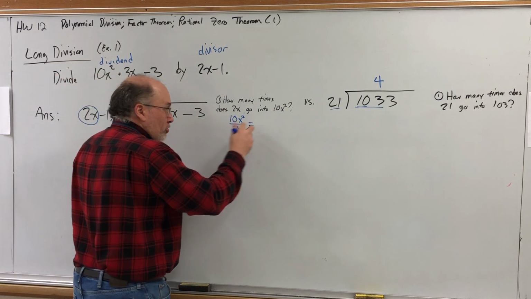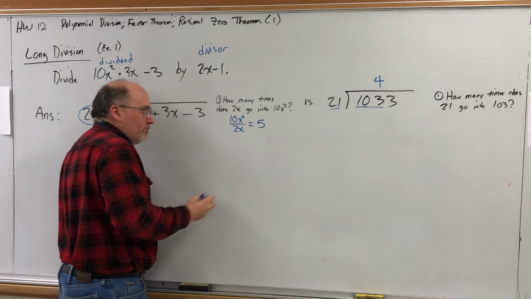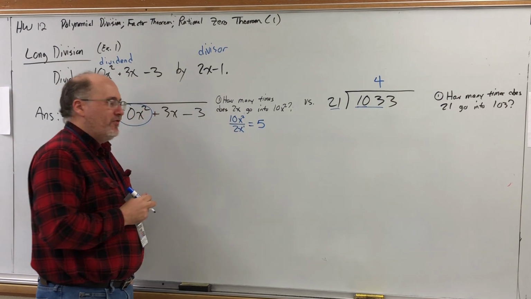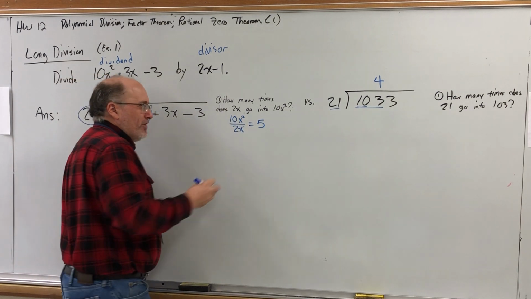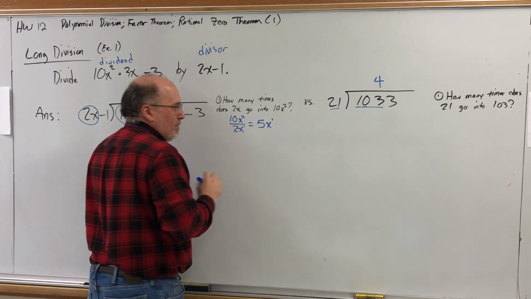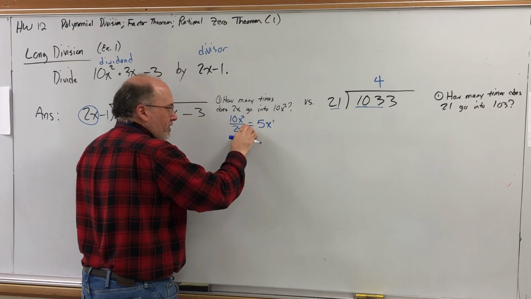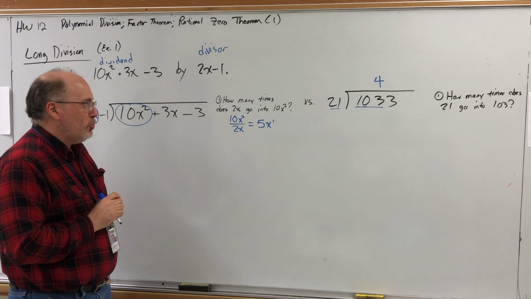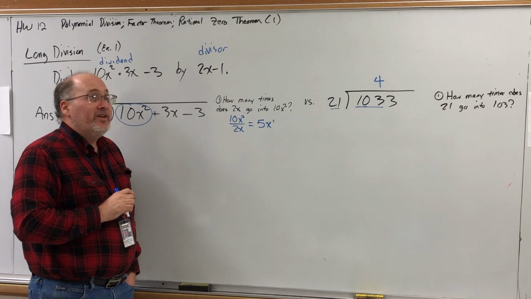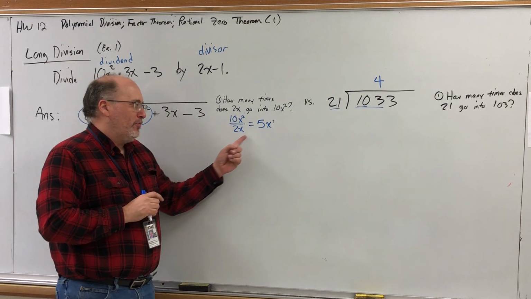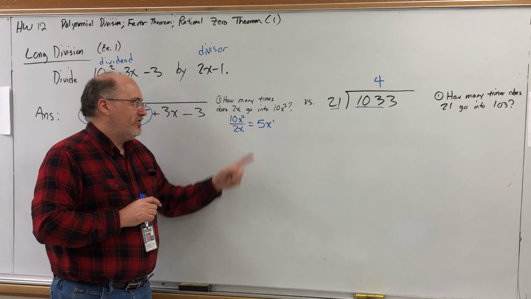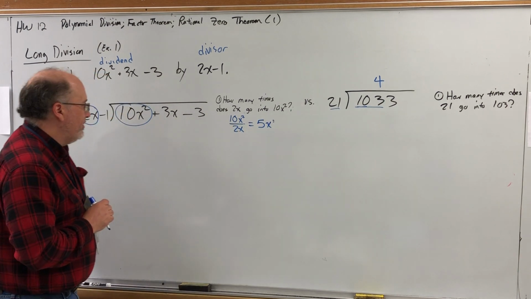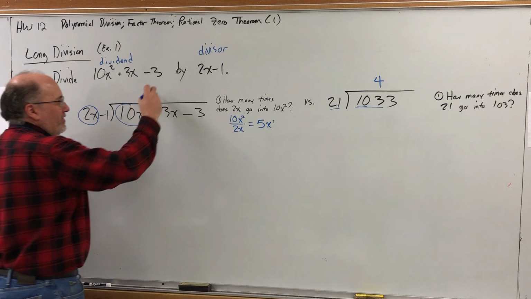10 divided by 2 is 5. And when you have one power on top of another, you subtract. So 2 minus 1 is 1. It's x to the first power, or just x. So the answer to how many times does 2x go into 10x squared is 5x. And you can check that by multiplying these. 2 times 5 is 10, x times x is x squared. And that's going to be the first term I write on the top.